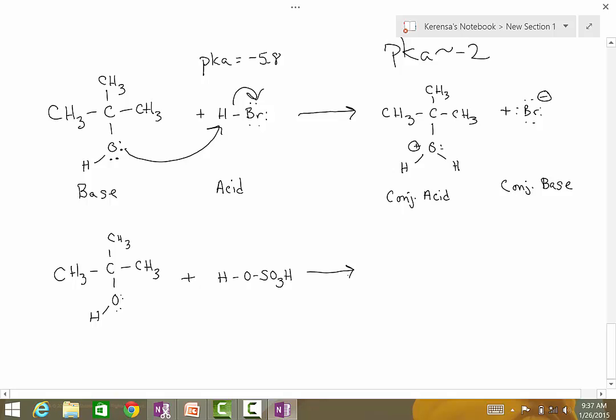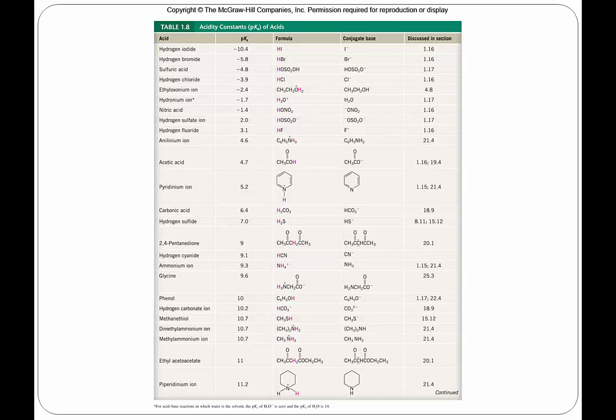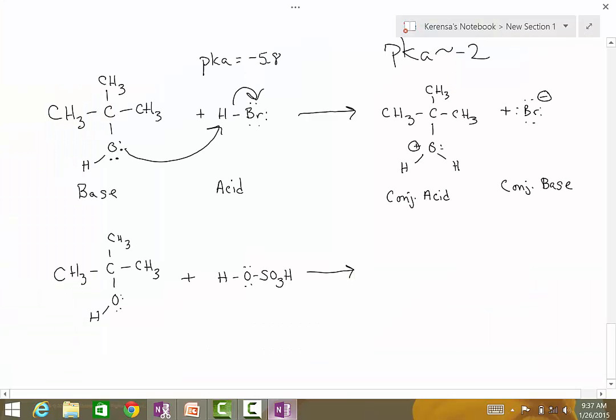So again, we're going to identify the acid and the base. Now, I know that you know from general chemistry that the answer should be sulfuric acid. But I want to make sure you see it again with this pKa chart. So if you go up near the top again, you're going to find sulfuric acid. And sulfuric acid has a pKa of negative 4.8. So it's a very strong acid. That's going to be the acid in our example.